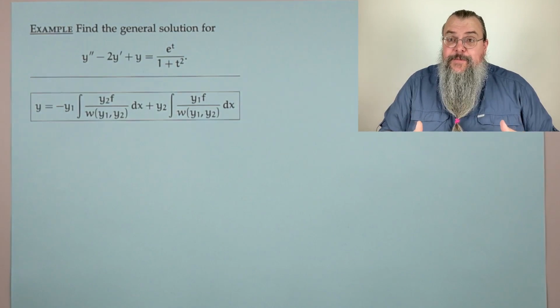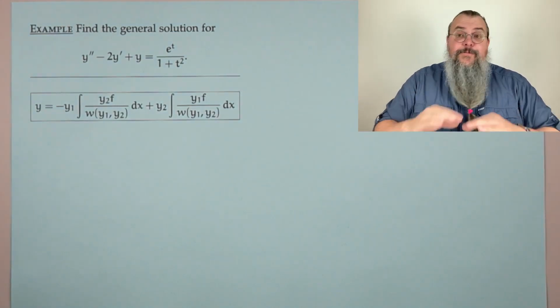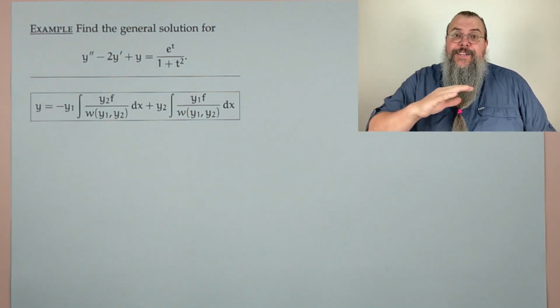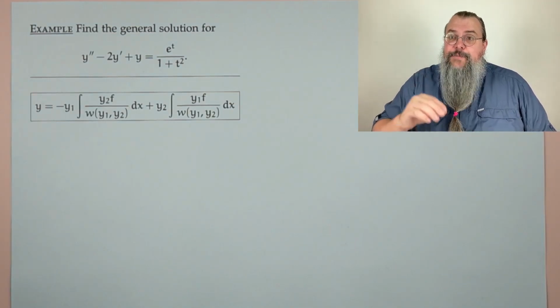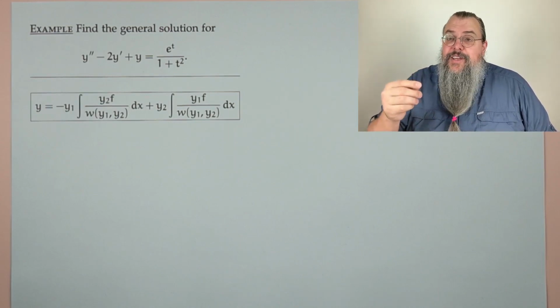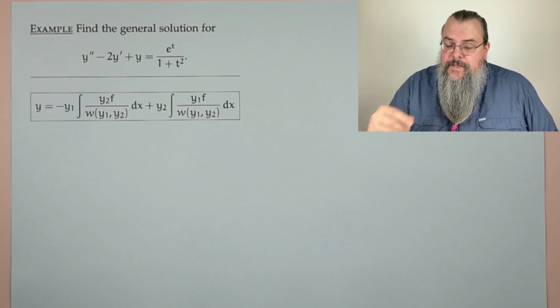So we've talked about the machinery. Now, let's work through an example. So here we go. Find the general solution for y double prime minus 2y prime plus y is equal to e to the t over 1 plus t squared.